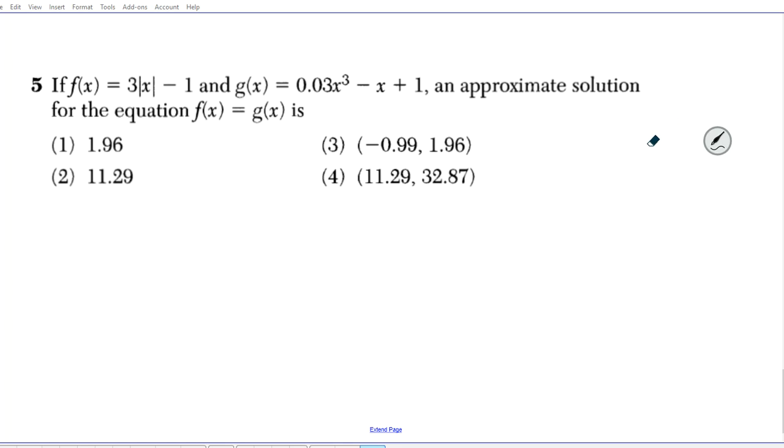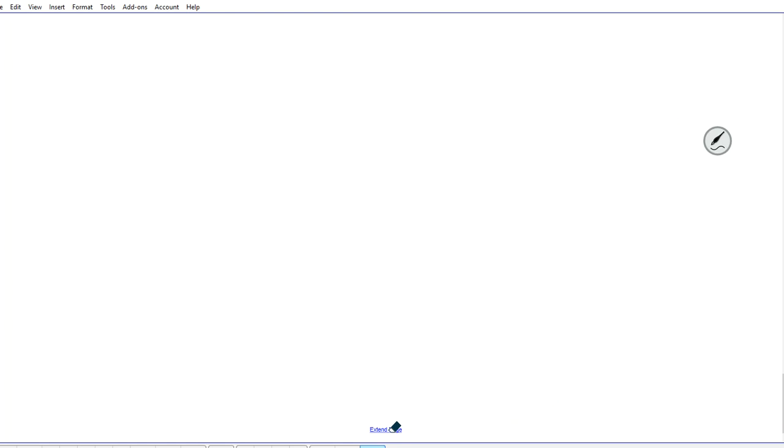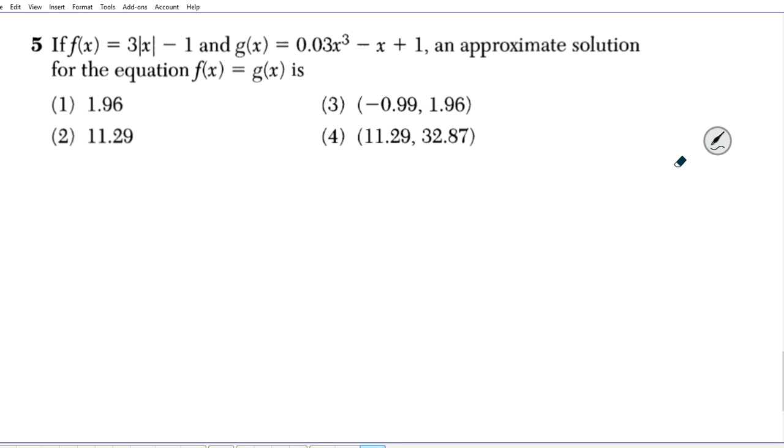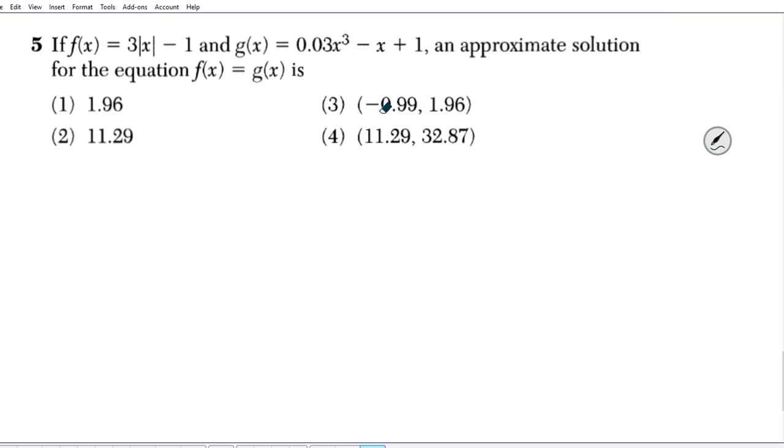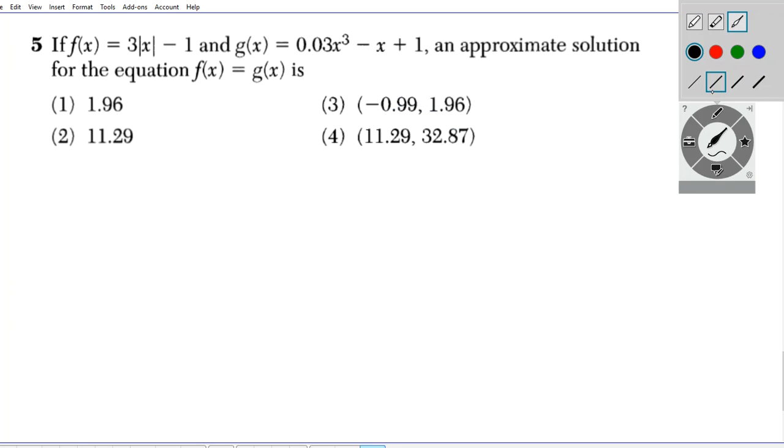Alright, let's take a look at question number 5. Question 5 reads, if f of x equals 3 times the absolute value of x minus 1, and g of x is equal to 0.03x to the third minus x plus 1, an approximate solution for the equation f of x equals g of x is.